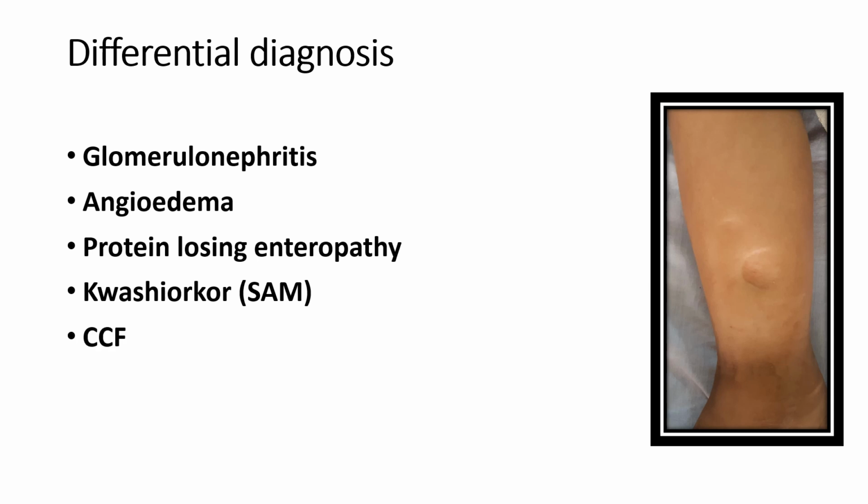Even in congestive cardiac failure, child will have the generalized anasarca, but in this swelling will start from the lower limbs, then progress upward. In liver failure also altered hepatic functions will be there, so we can easily differentiate.